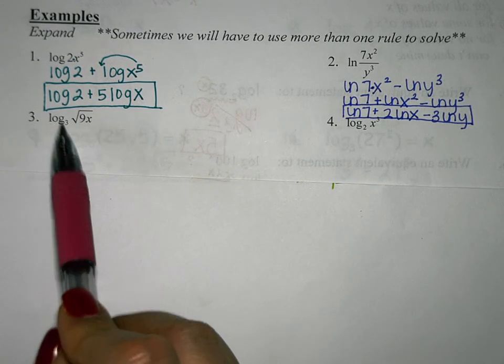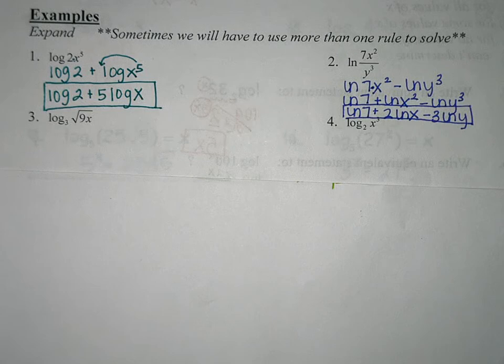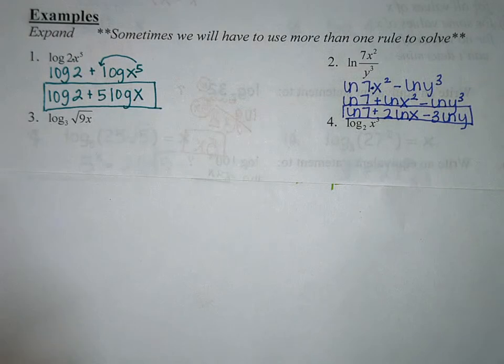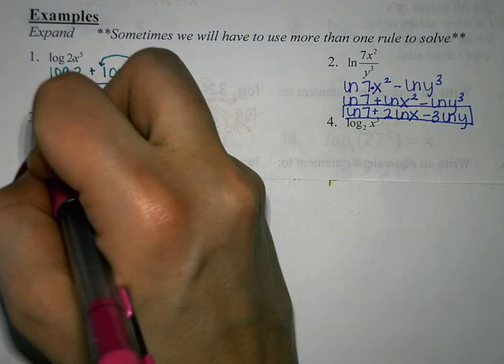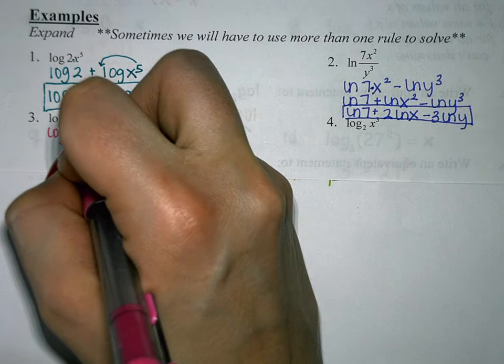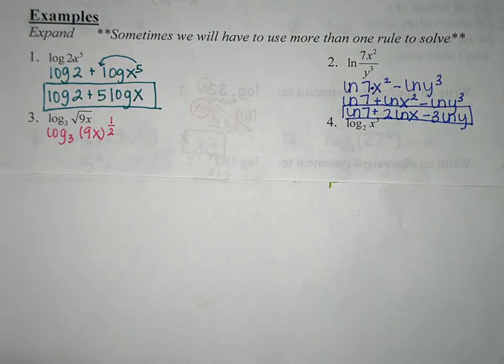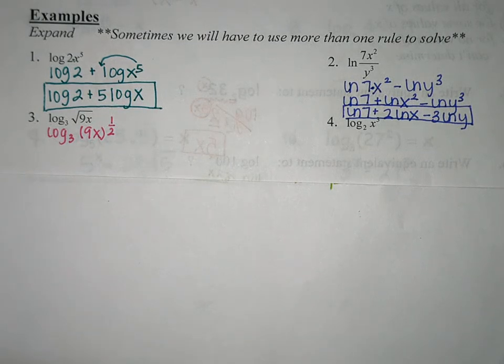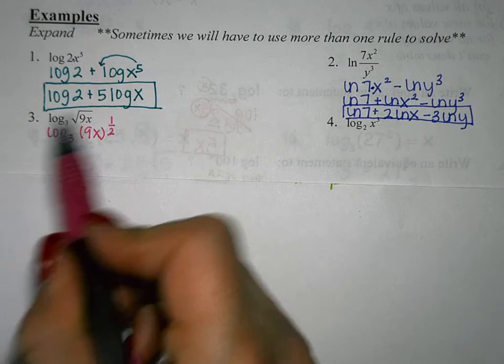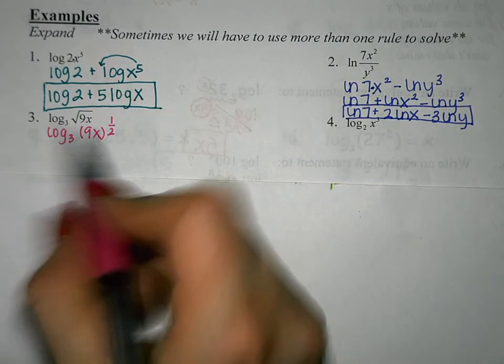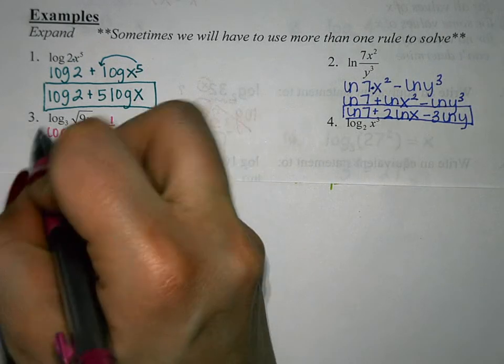In number 3, I have log base 3 of the square root of 9x. In a case like this, I did not give you any rule for roots because we can always rewrite square roots as exponents. So the first thing we need to do is rewrite this square root so it has an exponent. So this is log base 3 of 9x, and the square root is a power of 1/2. So now I have 1/2 attached to my entire log, so I'm going to bring the 1/2 in front.